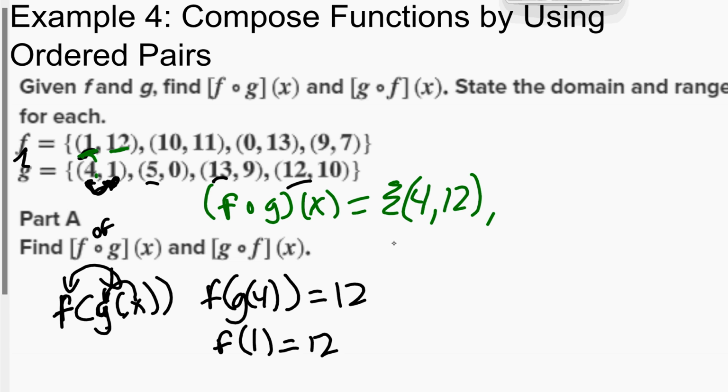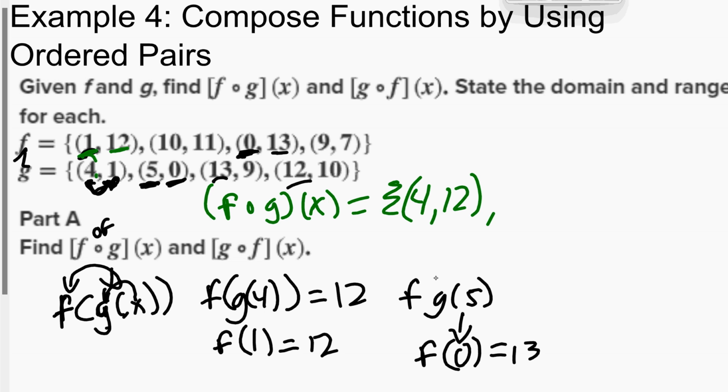Okay, the next ordered pair is plugging in 5 for g, so g of 5. I plug that in and I get 0 out. Now I'm going to take that and plug it into f. Well, f of 0, I get 13. So that means f of g of 5 is 13. So when I plug 5 in, I get 13.